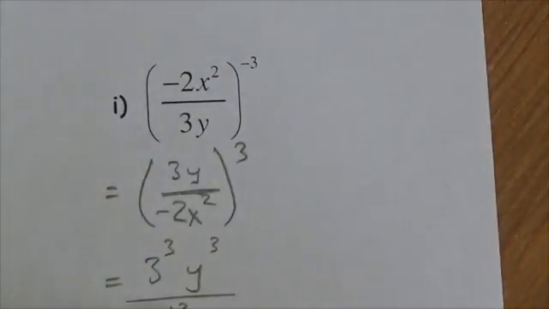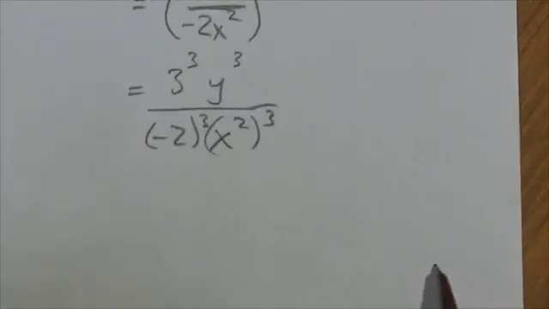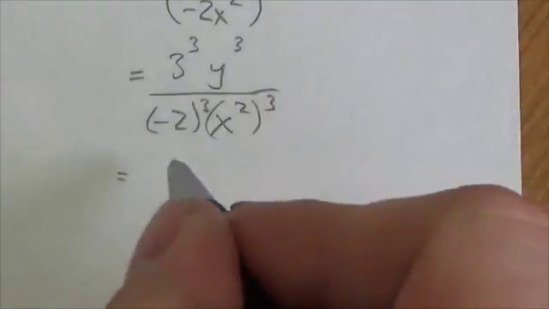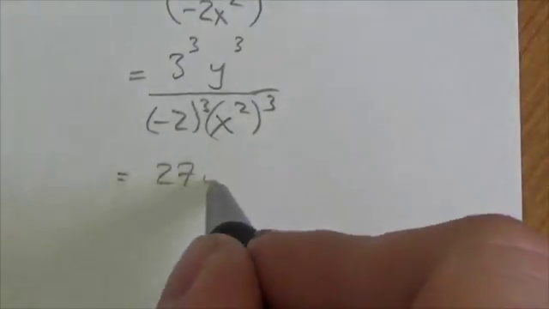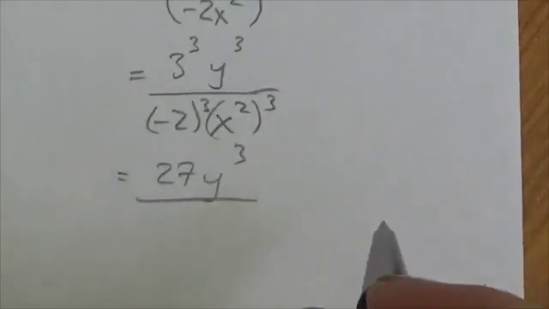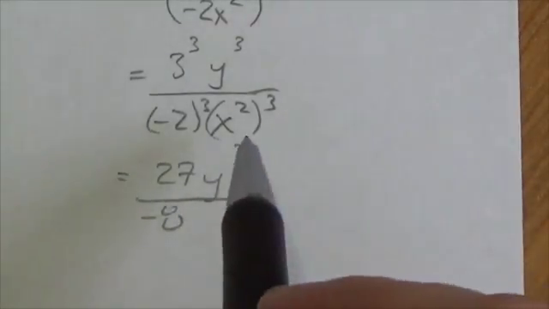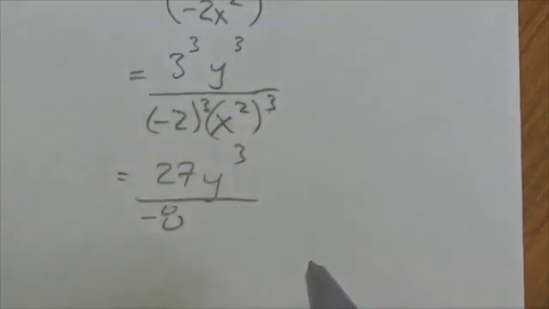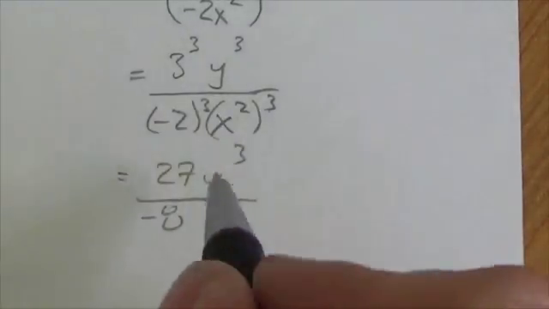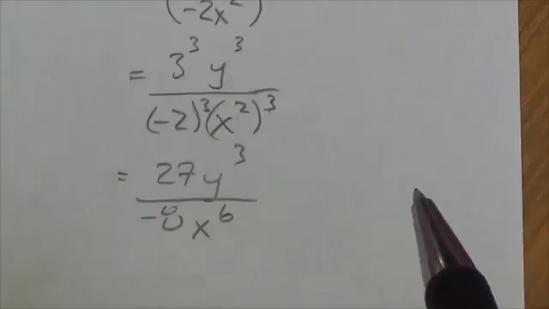So let's just do that as negative 2 cubed, x squared cubed. Whoops, sorry, can't see that. Now, 3 cubed is 27. Y cubed is y cubed. Negative 2 cubed is going to be negative 8. X squared cubed. Okay, power of a power, you're going to multiply the exponents. That'll be x to the 6th.